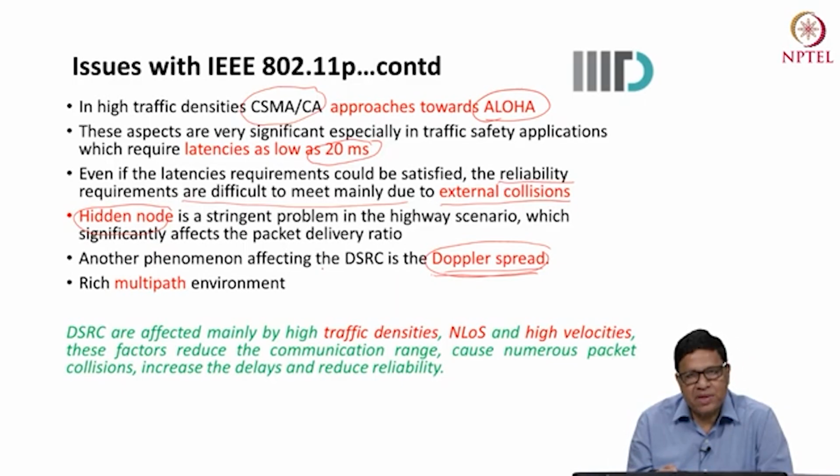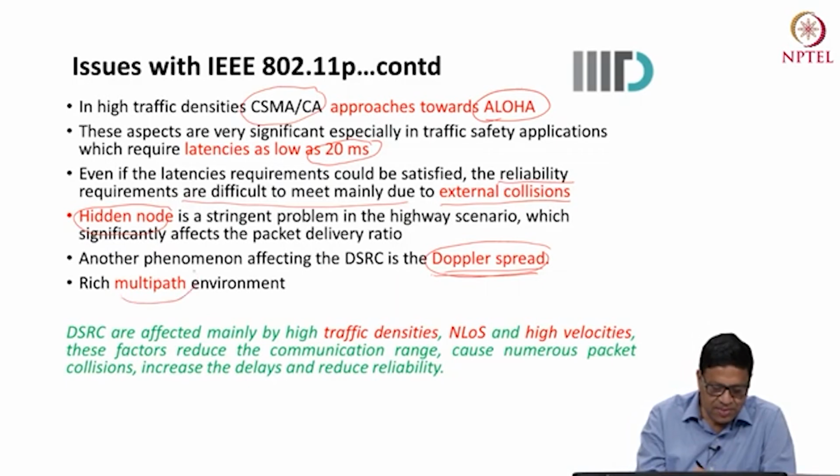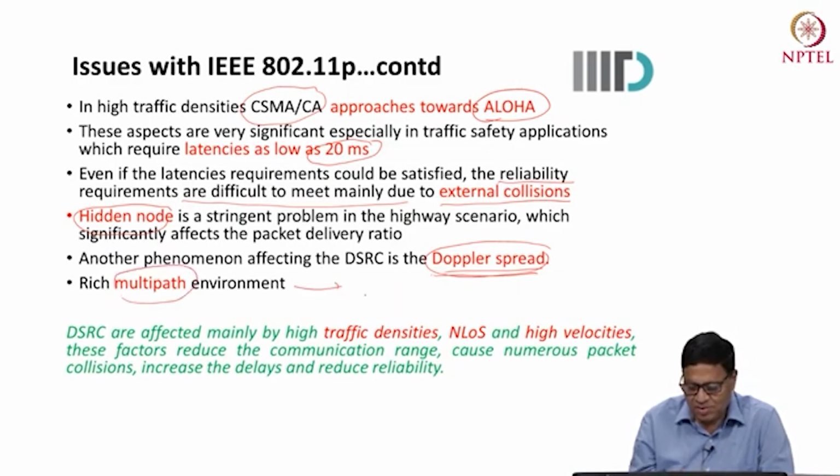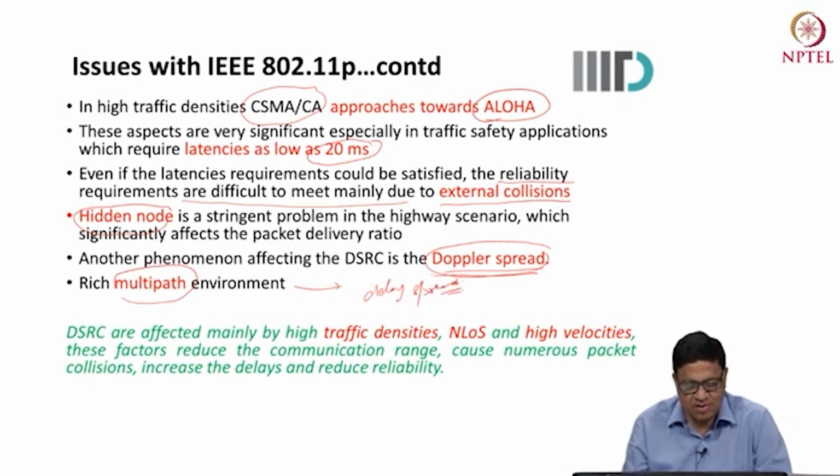For example, in OFDM transmission, if you are interested in high bit rate transmission, then one has to use some advanced modulation techniques. These subcarriers are orthogonal in OFDM, but because of this Doppler spread, they may not be orthogonal, which will degrade the performance of the system. And then a rich multipath environment will result in delay spread. So these are the issues with the current DSRC technology, IEEE 802.11p.